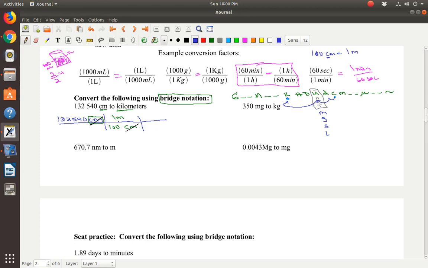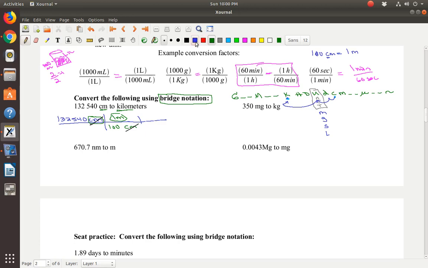All right, so I have meters at the top, and so I'm going to put meters. That's what I want to cancel out. So 1 meter needs to be on the bottom. And then how many meters are in a kilometer? Kilo means 1,000. So a kilometer is 1,000 meters. So I did something wrong. I said 1 meter and 1 meter. Well, that's not going to work. And I didn't do this on purpose. I just happened to notice, oh, that's not right.